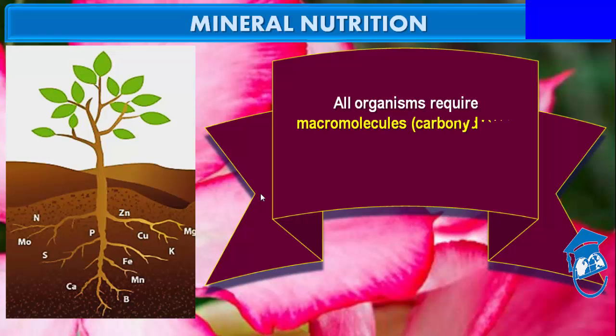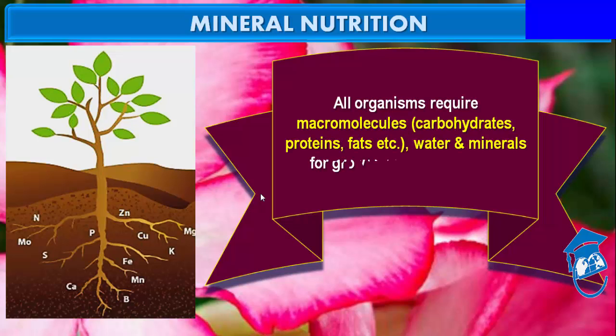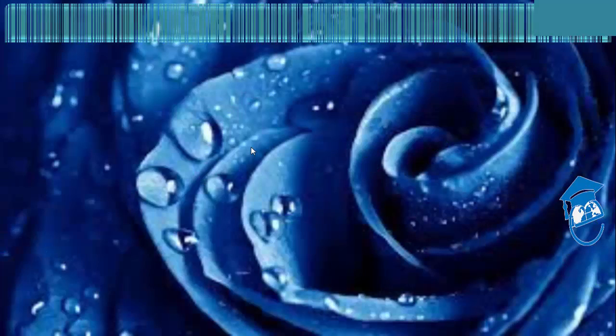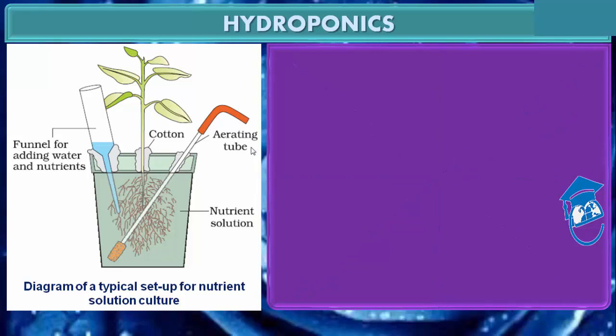All organisms require macromolecules, as I told you, such as carbohydrate, protein, fat, etc. and water and mineral for their growth and development. But this chapter will focus mainly on inorganic plant nutrition, wherein you will study the methods to identify elements essential to growth and development of plants and their criteria for establishing the essentiality. So what is hydroponics? It is a method to study the mineral requirement of plants.